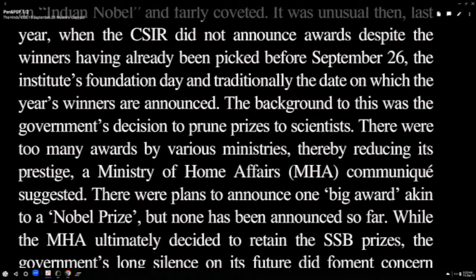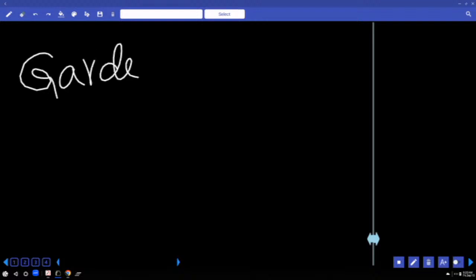In spite of the fact they have chosen the awardees, but they did not announce. What could be the possible reason? The background to this was the government's decision to prune prices. Have you underlined the word prune? Write the meaning. Prune actually goes with, first you write the word gardening.